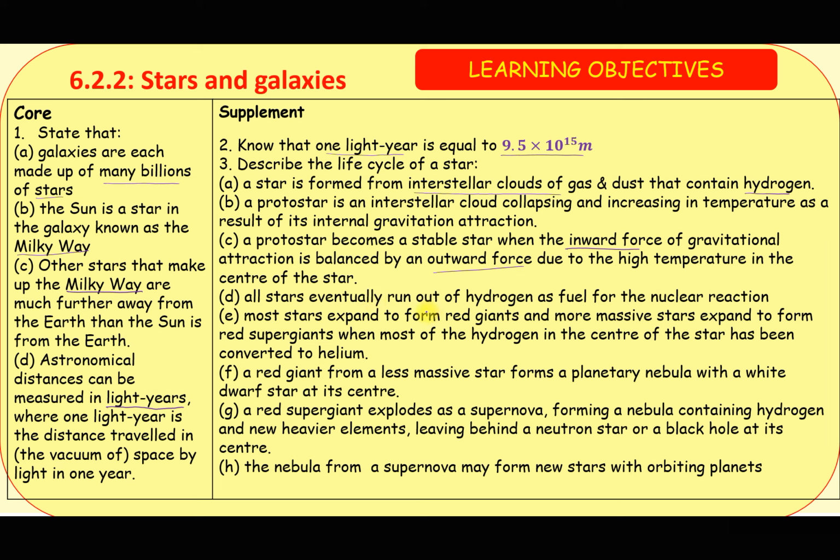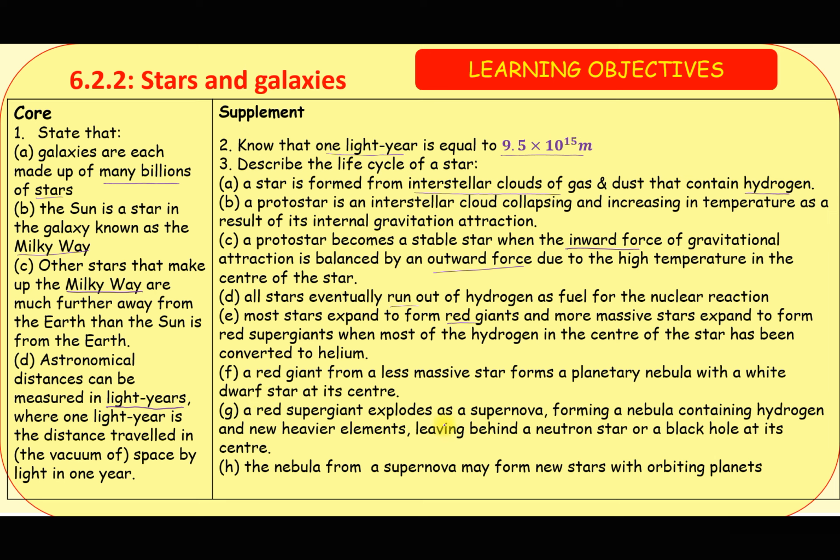All stars eventually run out of hydrogen as fuel for the nuclear reaction. Most stars expand to form red giants, and more massive stars expand to form red supergiants when most of the hydrogen in the center of the star has been converted to helium. A red giant from a less massive star forms a planetary nebula with a white dwarf star at its center.